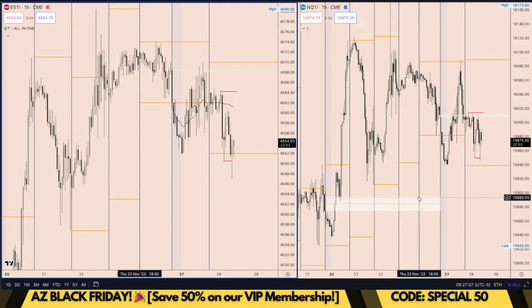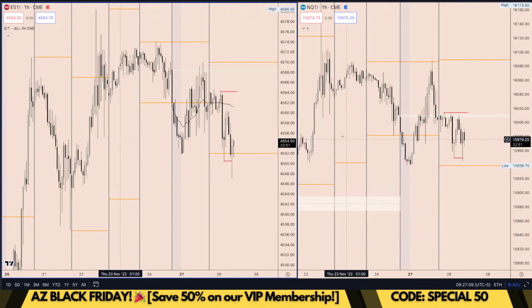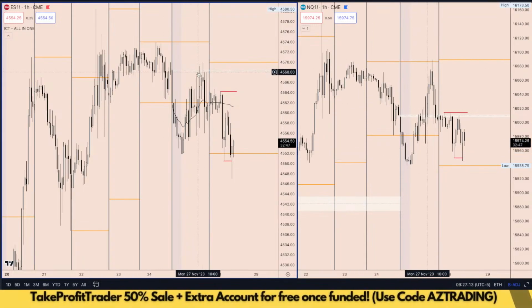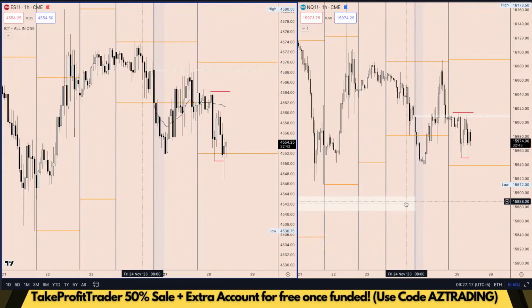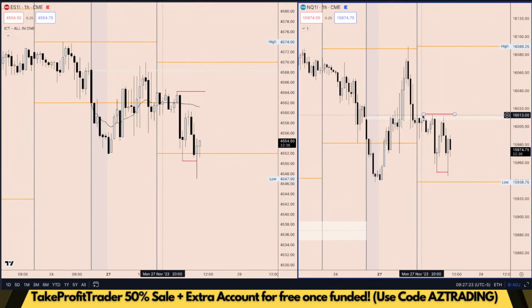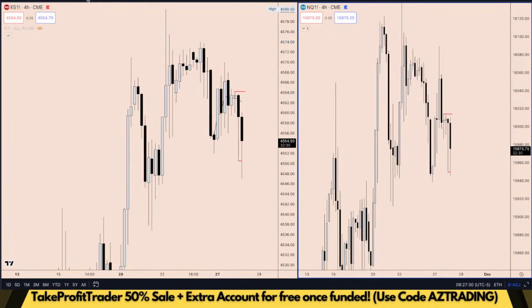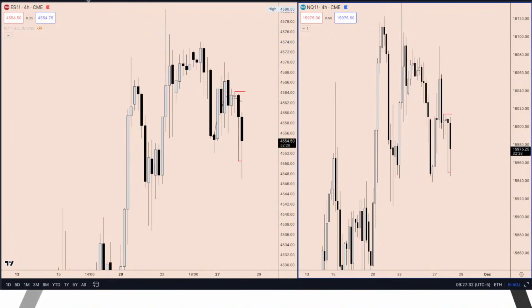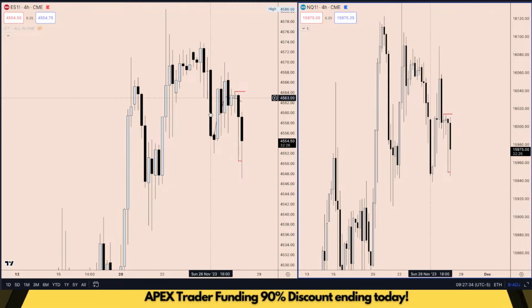Yeah, so overall NQ went a little bit further into sell side liquidity yesterday on Monday, but also reached the previous day's high right here. ES didn't do that yesterday. So right now we're just forming lower lows and lower highs on the hourly time frame on both ES and NQ. We have relative equal highs above here. Let's check out the 4-hour time frame. Also lower lows, lower highs, lower lows.